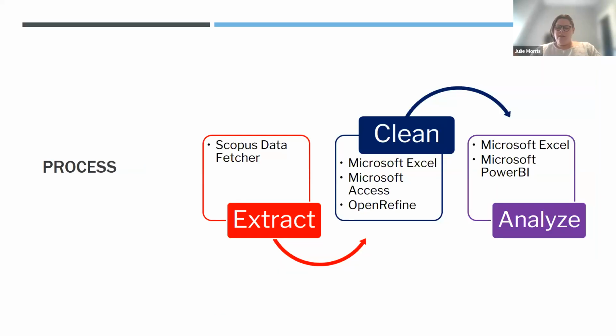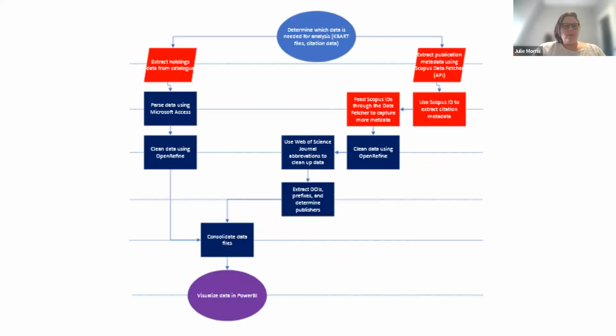This is my process. I borrowed the methodology from data mining, which follows extract, clean, and analyze. I used five different software tools for this project, including the Scopus Data Fetcher, OpenRefine, which is a data cleaning tool, Microsoft Excel, Microsoft Access, and Power BI. Now, this is the full workflow that I went through. It's a bit small, but it'll be in the recordings. And if you want a copy of this chart, just reach out to me and I will provide it to you at the end of the session.